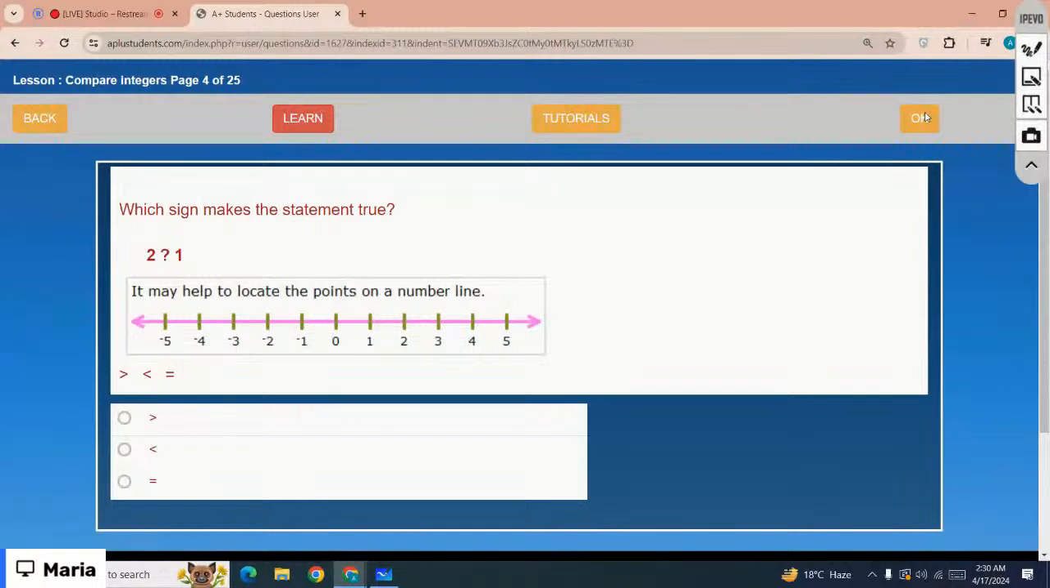Which sign makes the statement true? So which is the correct option? The correct option is 2 is greater than 1. The correct option is greater, it is.